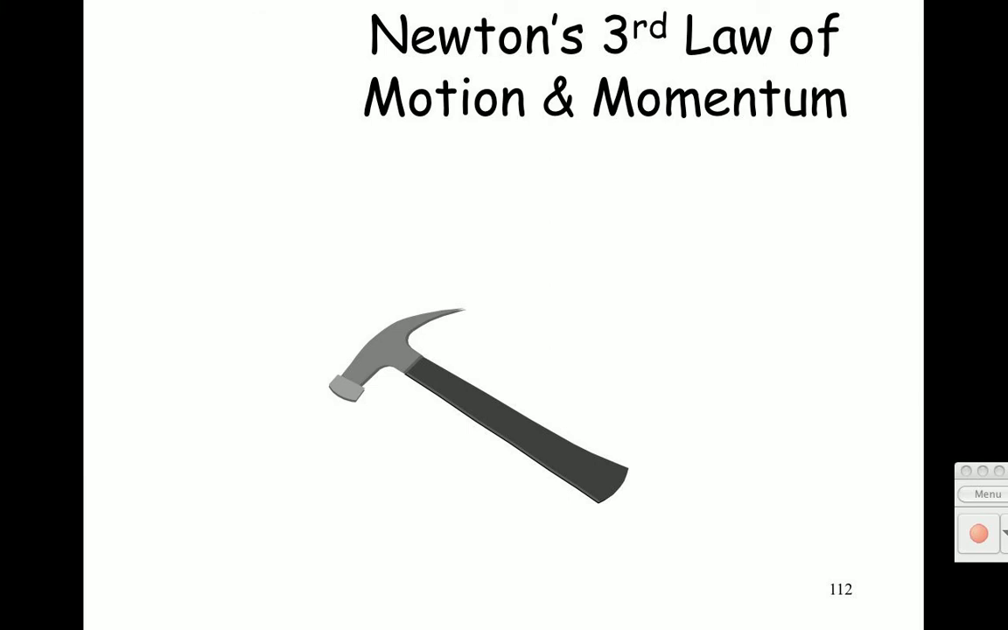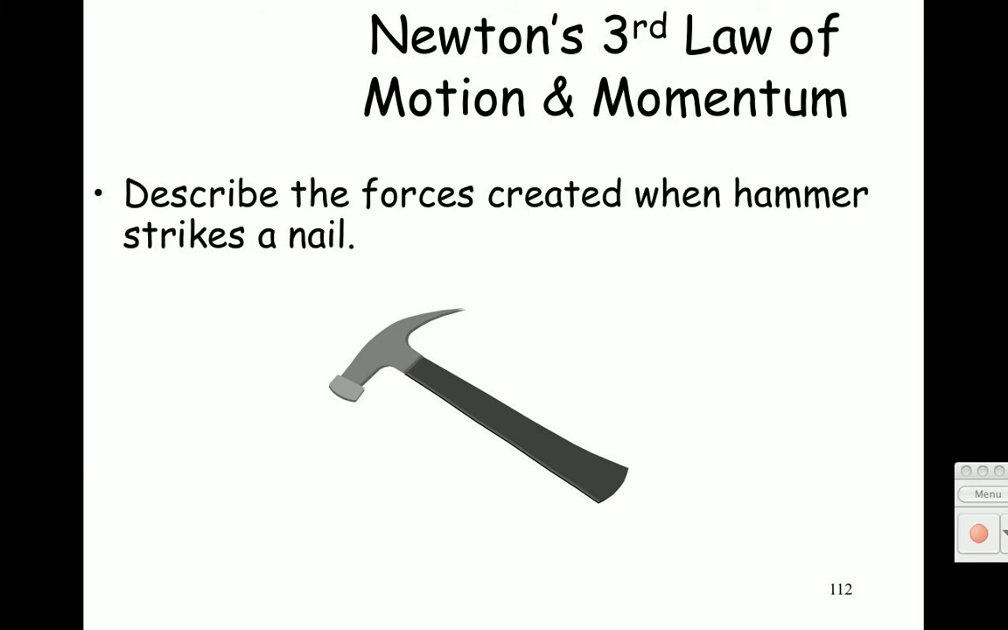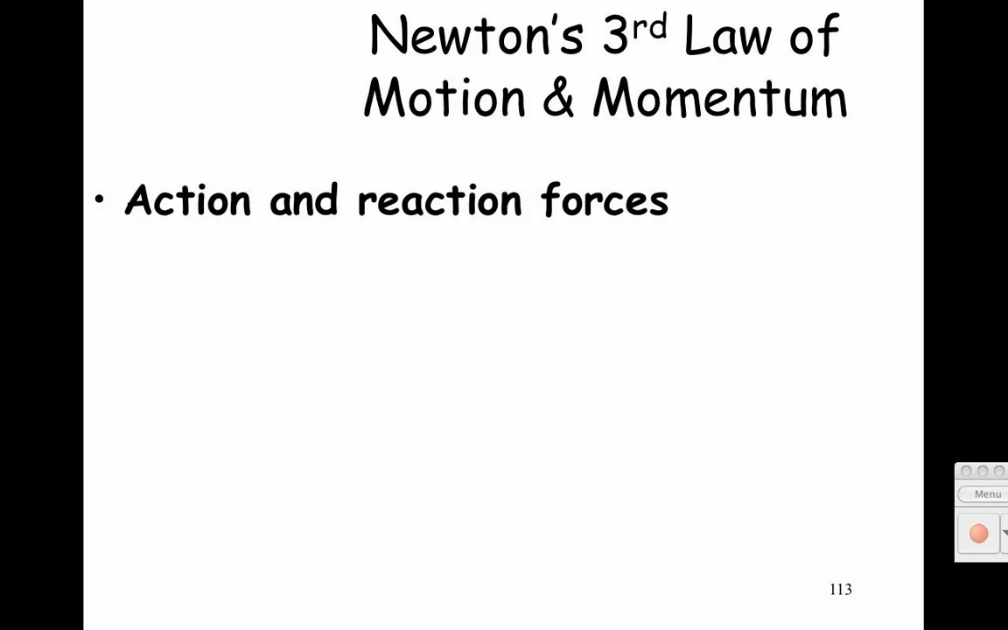Okay, so we've got a hammer. We have forces created when the hammer strikes the nail. If you think about it, the one that you really think of is the force that the hammer exerts on the nail. But there's also a force that the nail exerts up on the hammer. If you ever swung a hammer and hit a nail and it kind of bounces, that's because of the force the nail actually exerts backwards on the hammer. So Newton's third law of motion and momentum is all about what we call action and reaction forces.